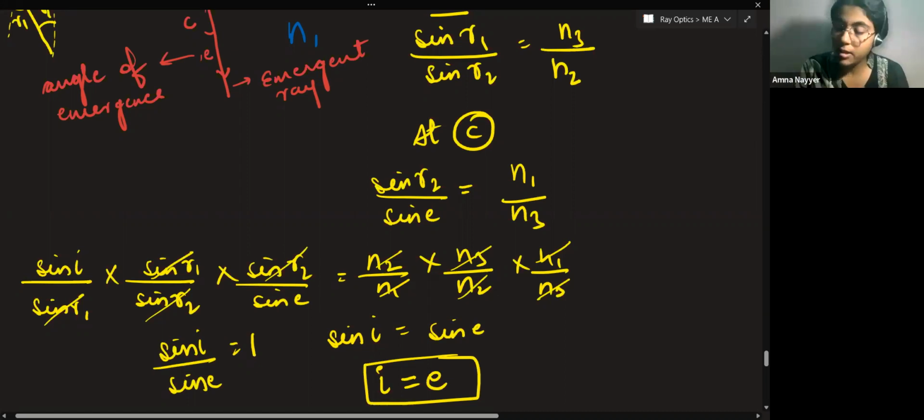Now I am repeating what type of questions can come. Either it can directly be asked: prove that the angle of incidence and angle of emergence for a compound plate are the same. Or it can come that prove that the incident ray and emergent ray are parallel. Then also you have to show the same derivation. From here, numericals won't come. From lateral displacement, it can come. Note it down, then we'll do lateral displacement.